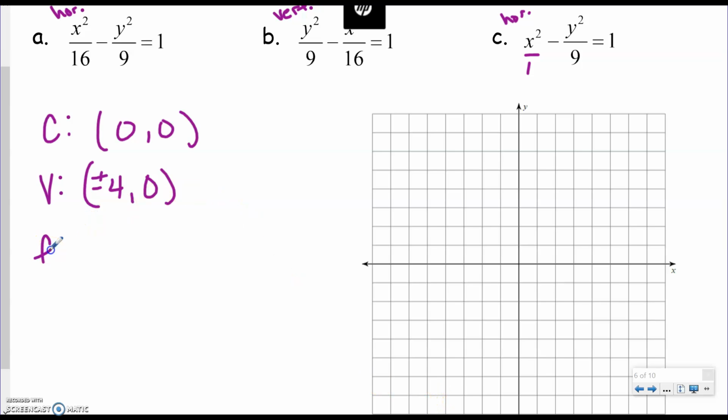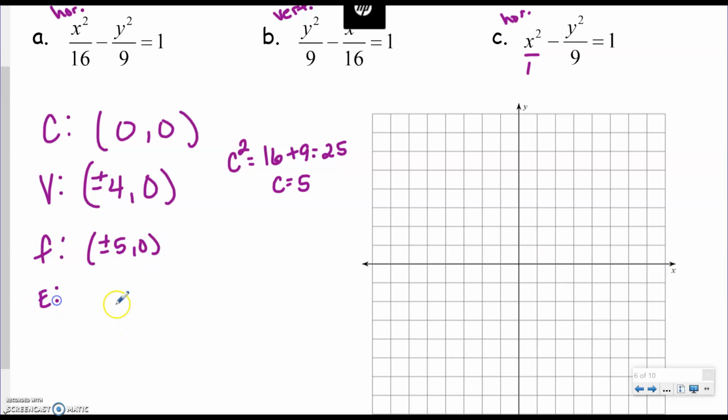For my foci, I need to find c first. So remember, c squared equals a squared plus b squared, which is 25. So if I take the square root, I get c equals 5. Okay, and I'm going to add this and subtract this from my center. Since my center is 0, it's plus or minus 5.